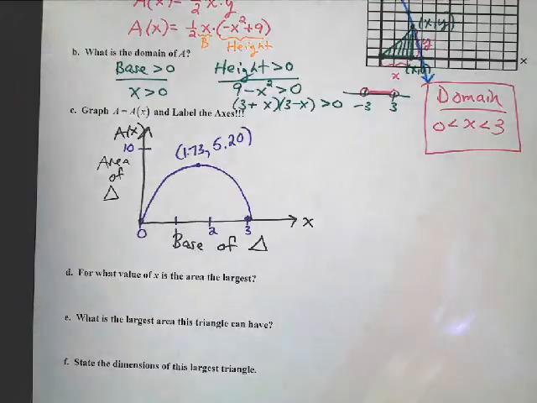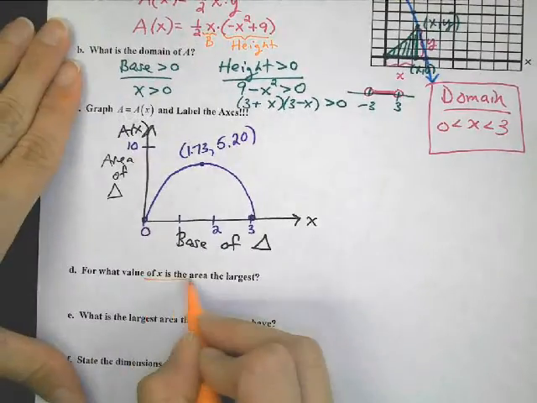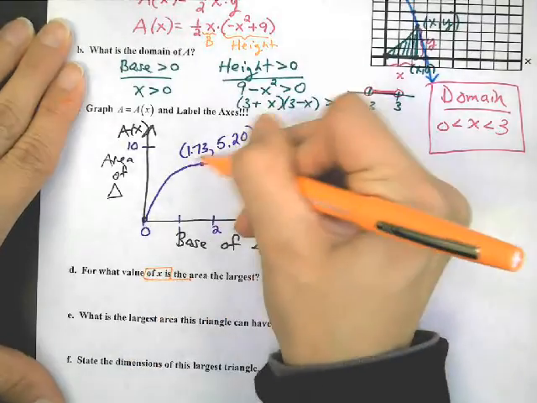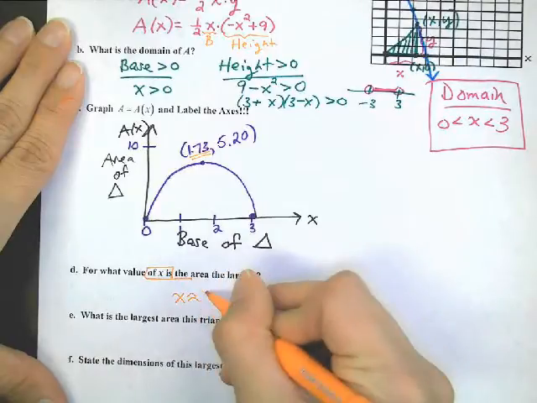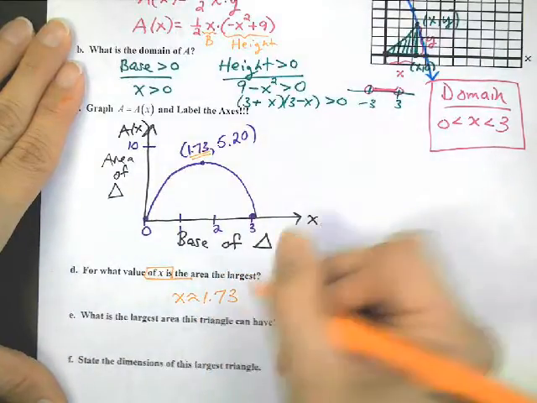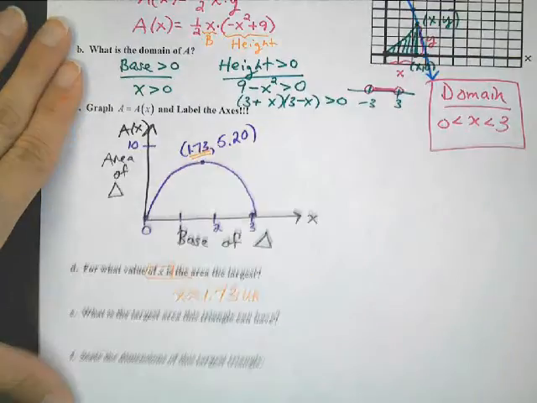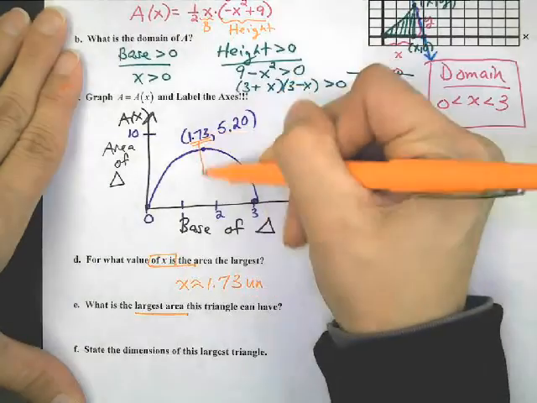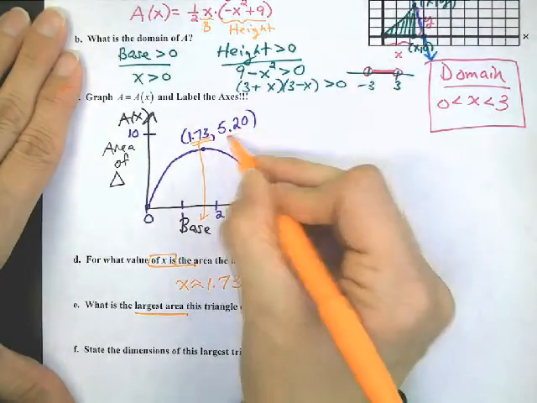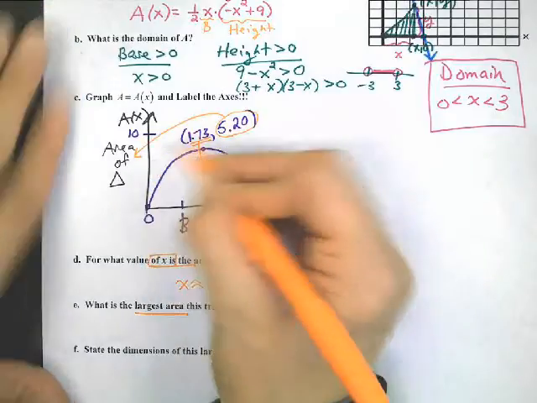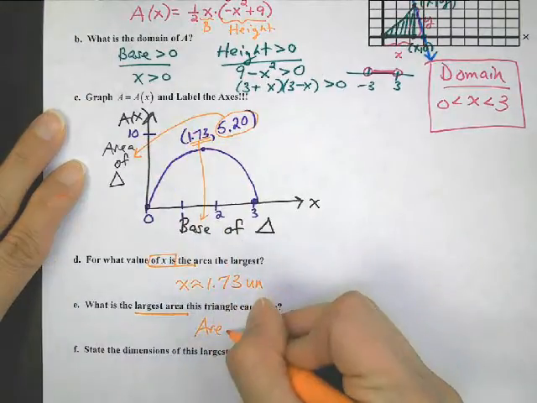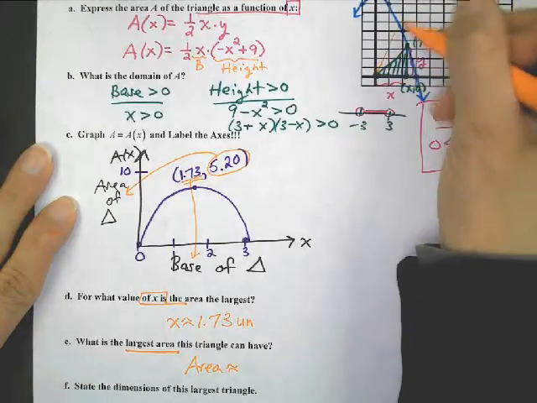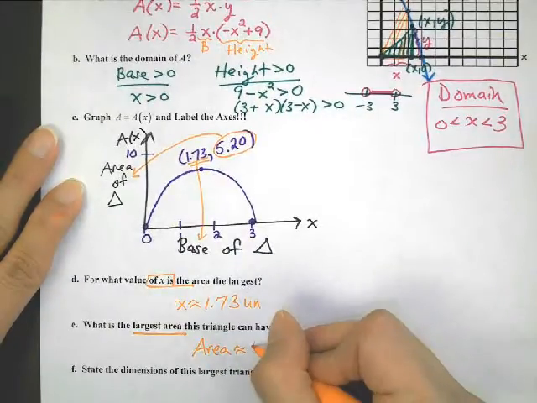Okay, and now it's just time to answer some questions. What value of x is the largest area? What value of x? The largest area value of x is 1.73. Oh, I think these are units. Just units. What is the largest area? So if you're not sure what these numbers mean, the x value goes there, and the y value stands for that. So the largest area that this triangle can get, I can draw different shaped triangles in there, but the largest area I could get would be 5.20 units squared.